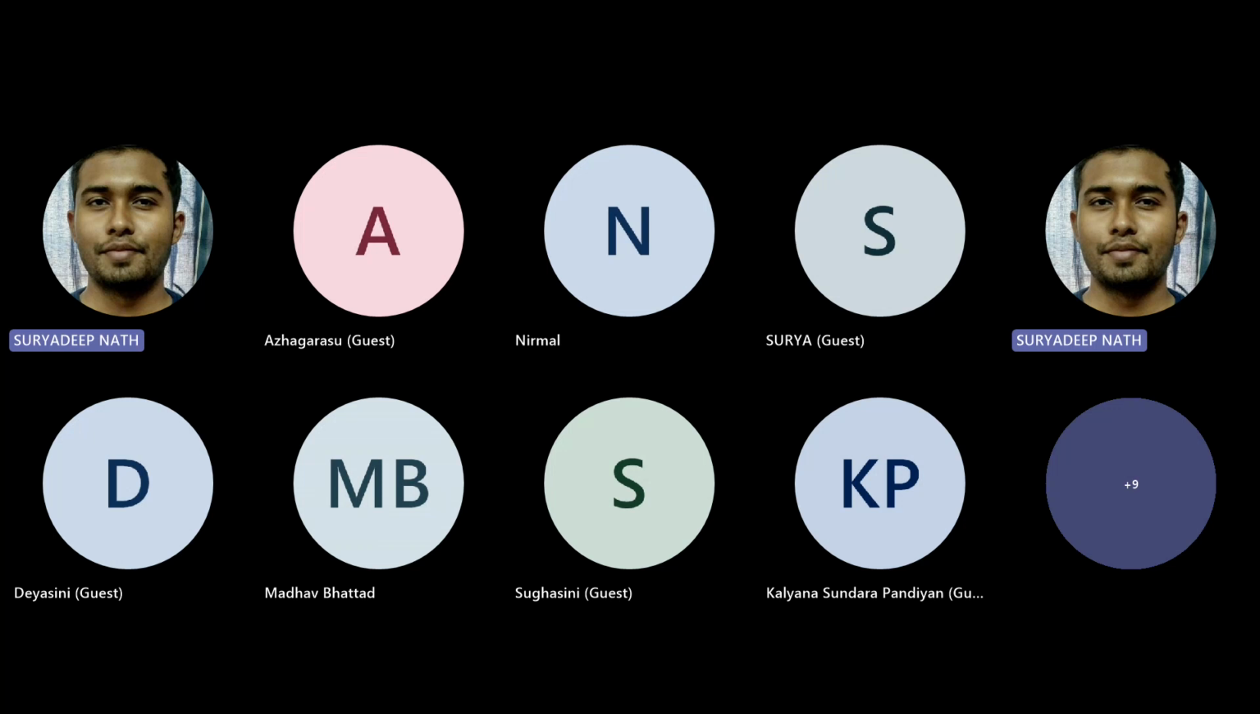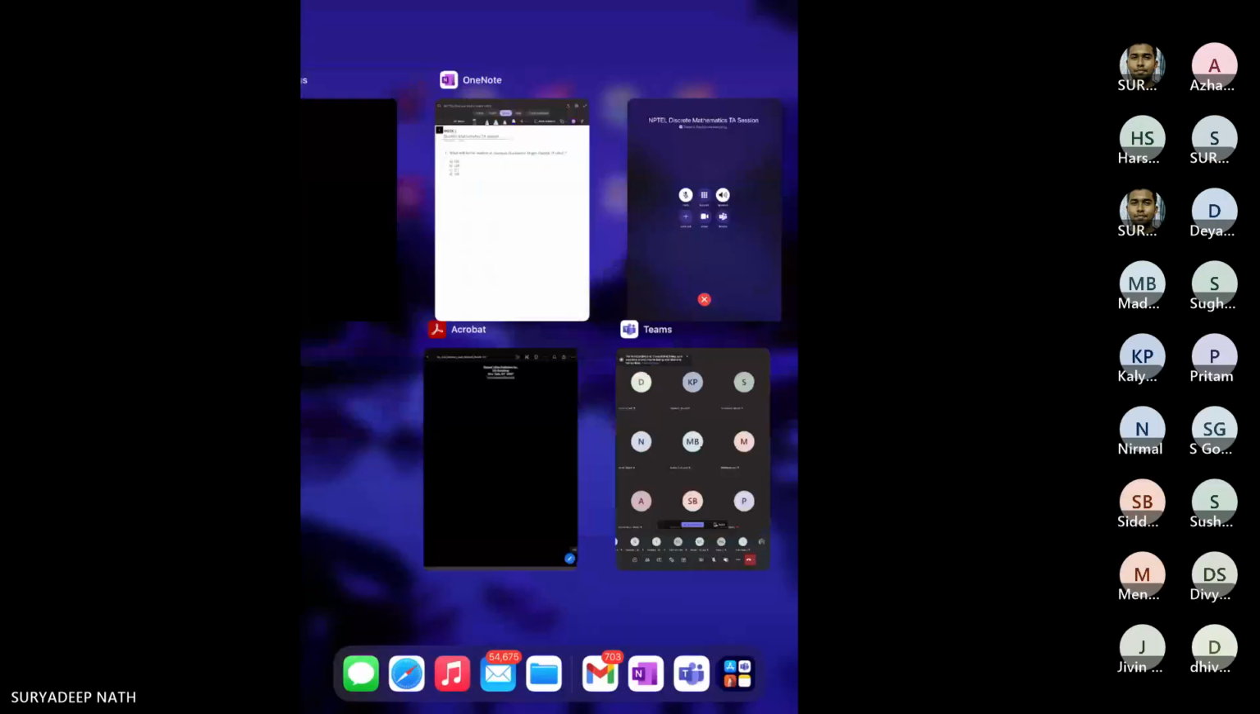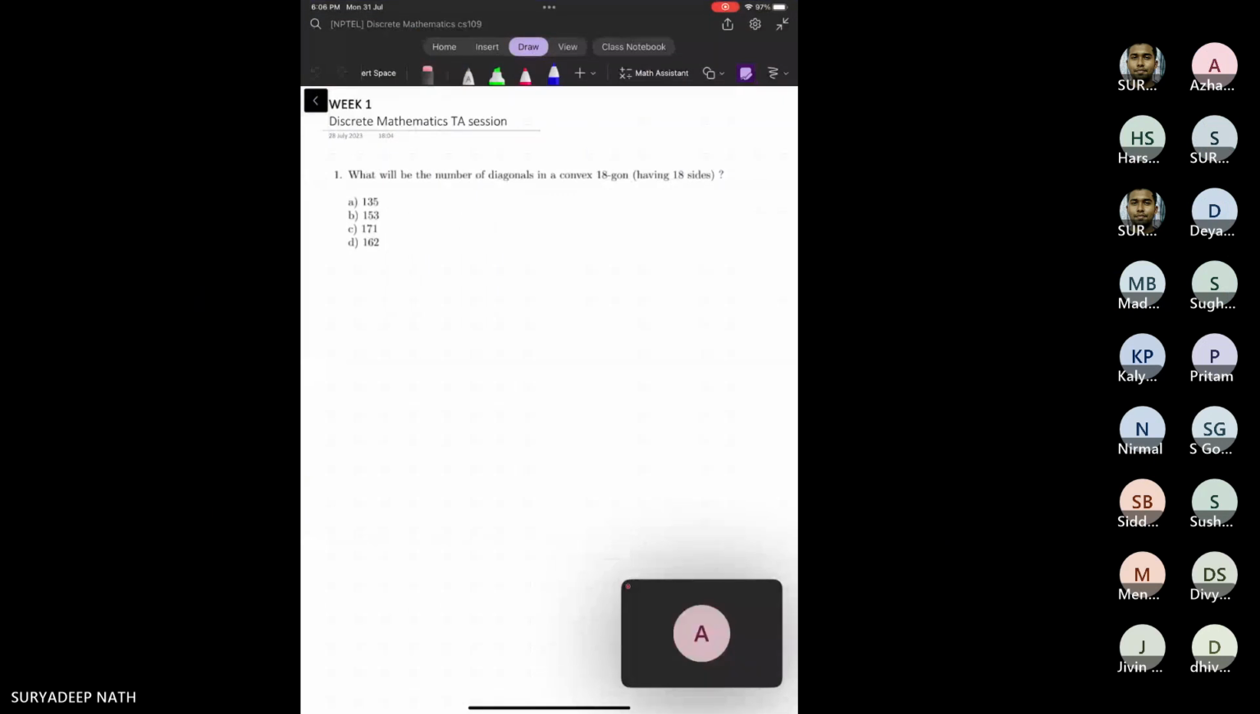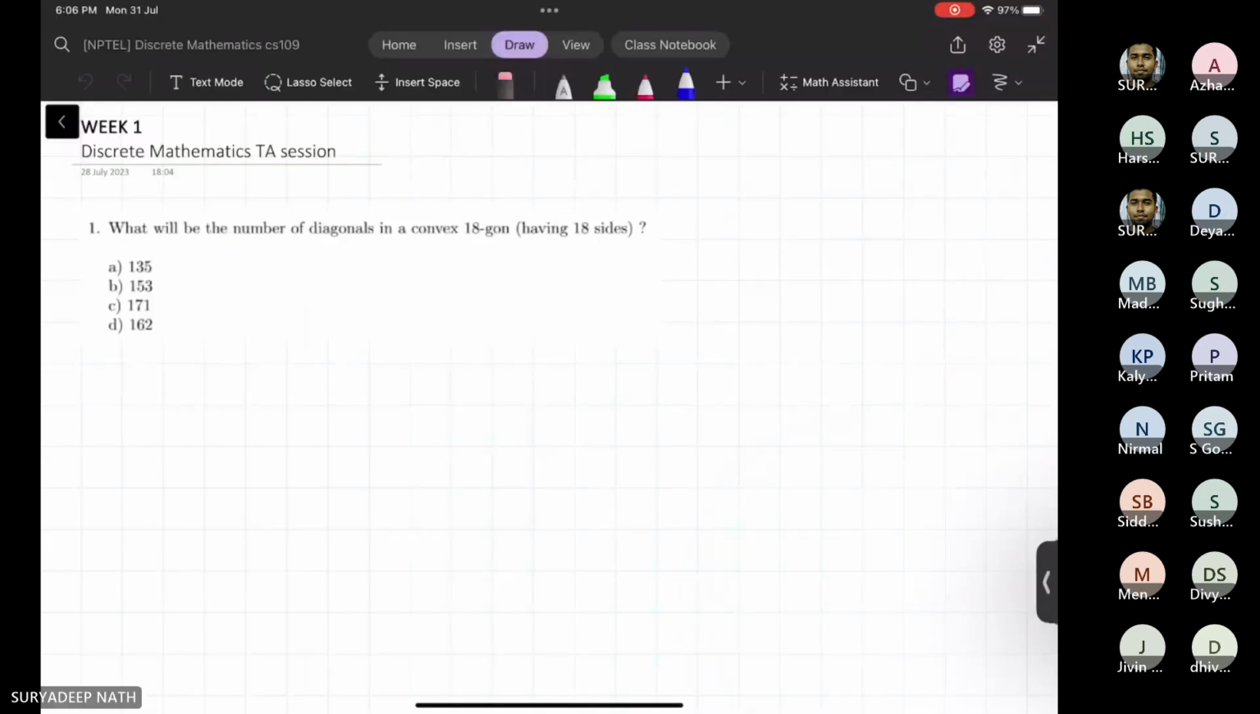So I'll be sharing my screen. You can stop me and ask your doubts, or you can ask your doubts at the end as well. So I'll start sharing my screen. Can anyone confirm if it's visible? Just give me a minute. I hope you can see the screen. Okay, someone has confirmed that the screen is visible. So let us get started.